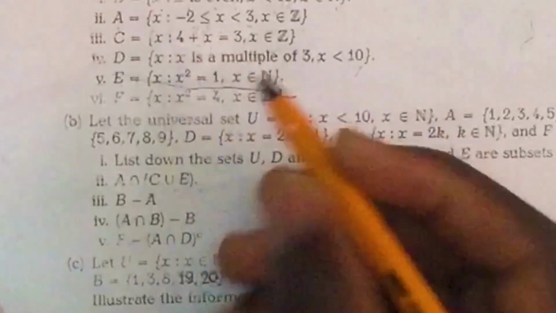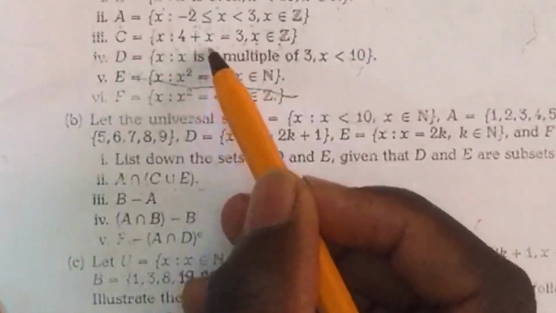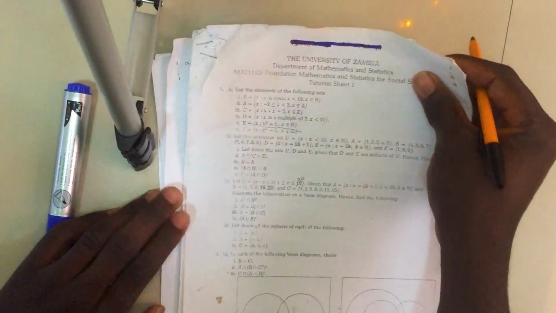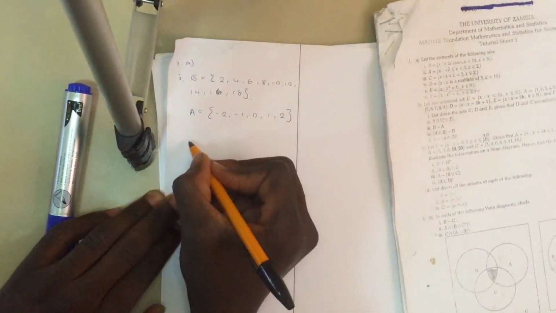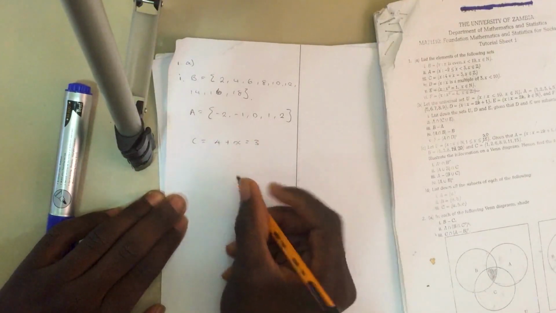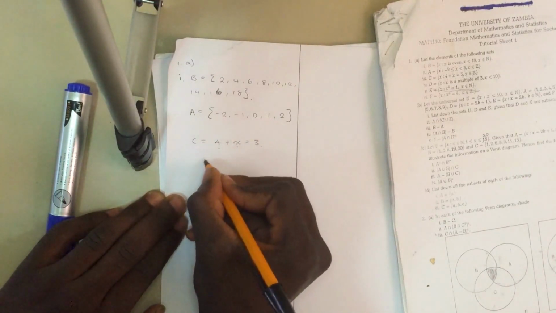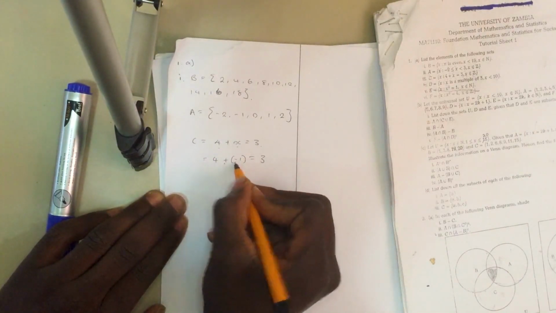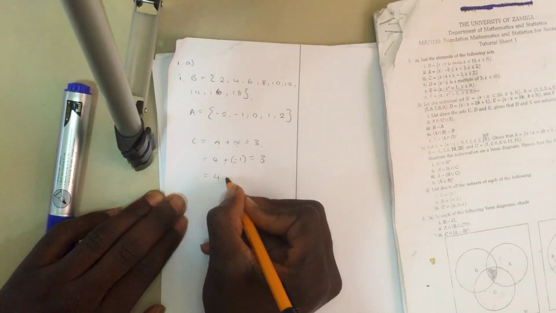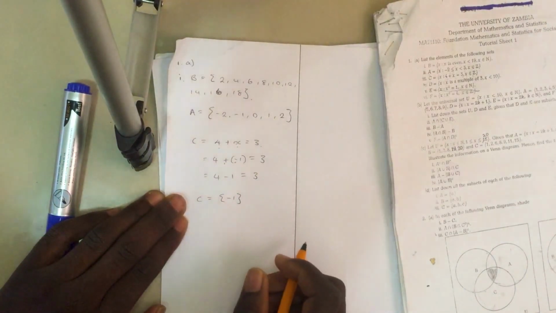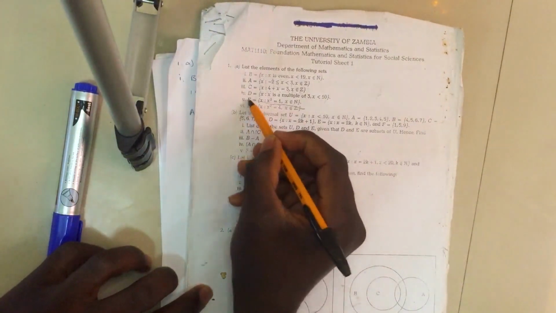Set C says 4 plus x is equal to 3, and x is an integer as well. So we're looking for a number that we can add to 4 which is going to give us 3. Set C is equal to 4 plus x equals 3. What number gives us 3 if we add it to 4? The only number is -1. If we add -1 to 4, we get 4 minus 1 equals 3, which means set C is equal to -1.